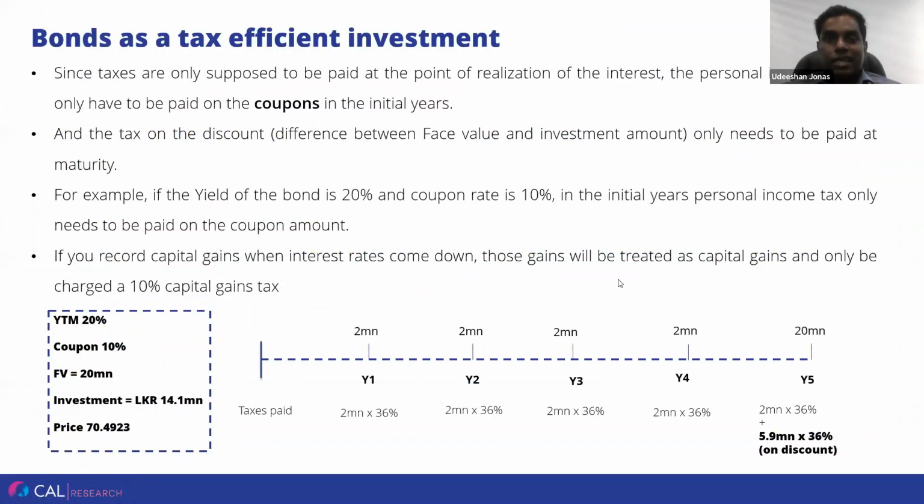So the other asset class which can be used as an effective instrument to manage taxes is treasury bonds, right? In terms of treasury bonds, you obviously have something called a yield to maturity, or the return that you get on the bond, and what you call a coupon, right? The coupon is the cash that you actually get.